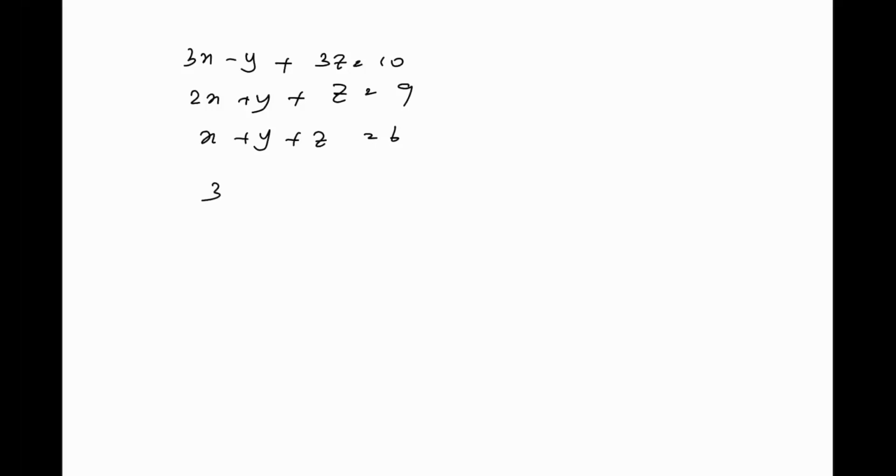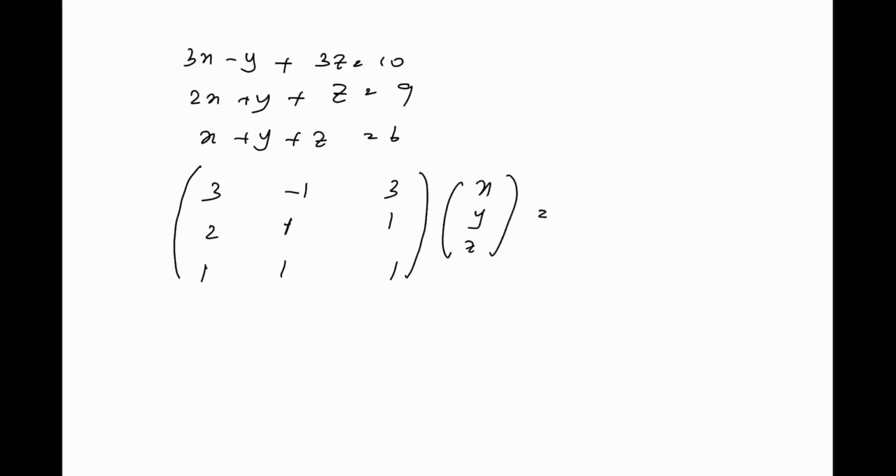Let's say it is in matrix form. You have to forget about the variables. Just write the coefficients. This is enough, right? 2, 1, 1, and 1, 1, 1. This is nothing but what we did in the other case, right? And we have x, y, z, and then you have 10, 9, 6. Okay.